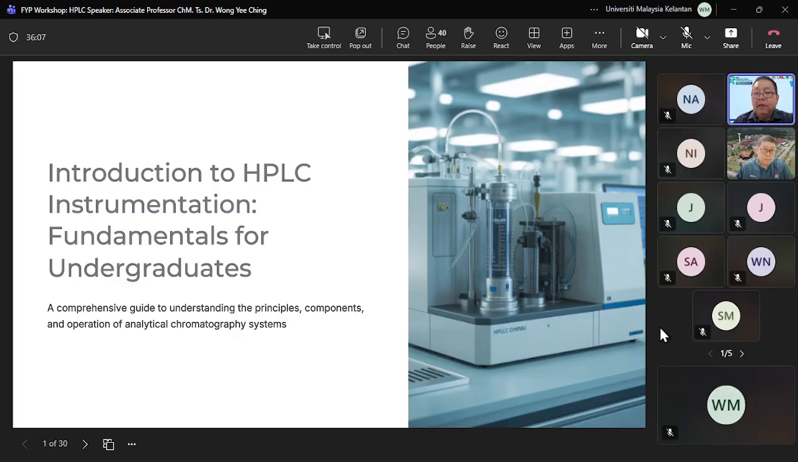Okay, so for your information, Dr. Wong is an expert in chemistry, and he has been with UMK for, I guess, more than 10 years. In FPKT, he's the one that we call the expert in analytical chemistry. So today he will cover the topic about HPLC. I guess some of you will have the opportunity to use HPLC for your final year project.